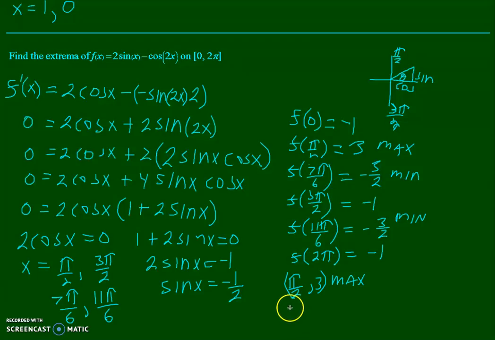And so at pi over 2, 3 is a max. At 7 pi over 6, -3/2 is a min, and at 11 pi over 6, -3/2 is another min.